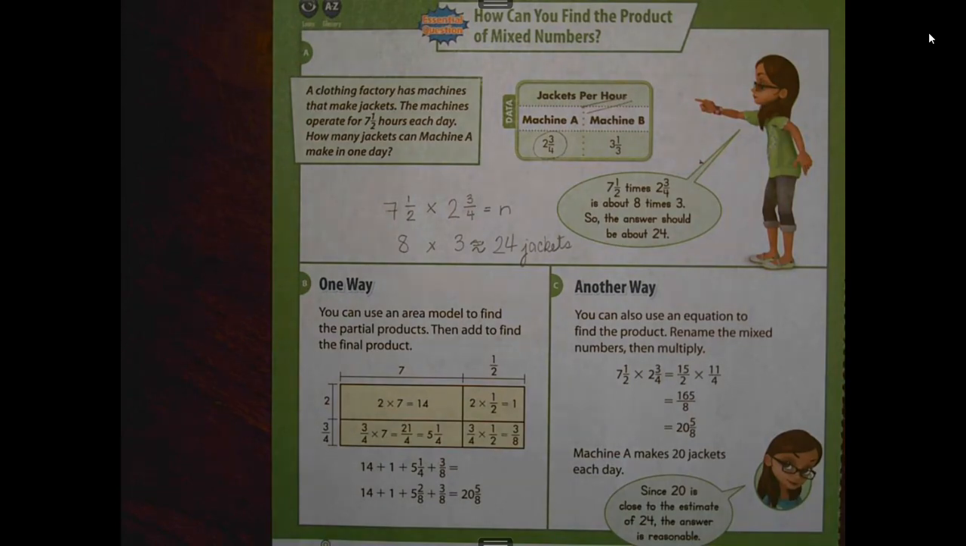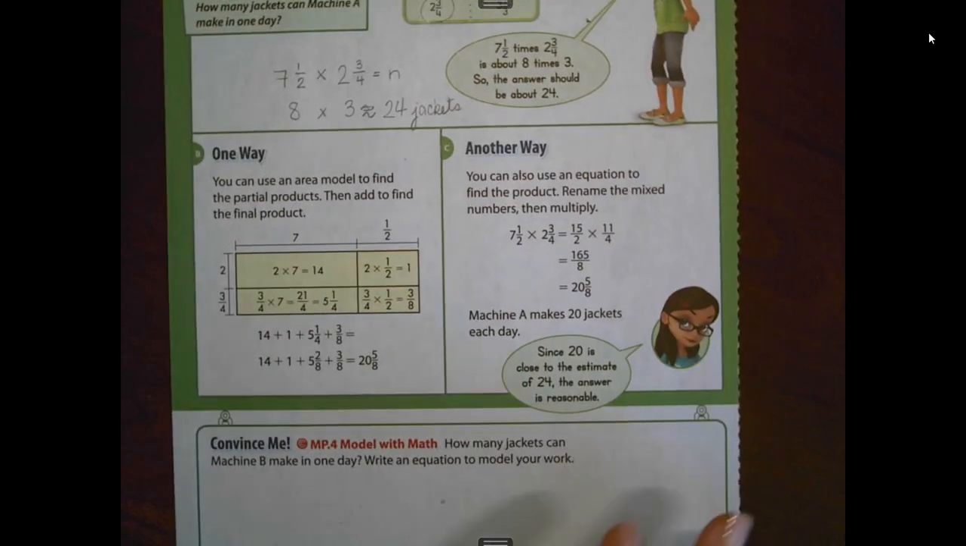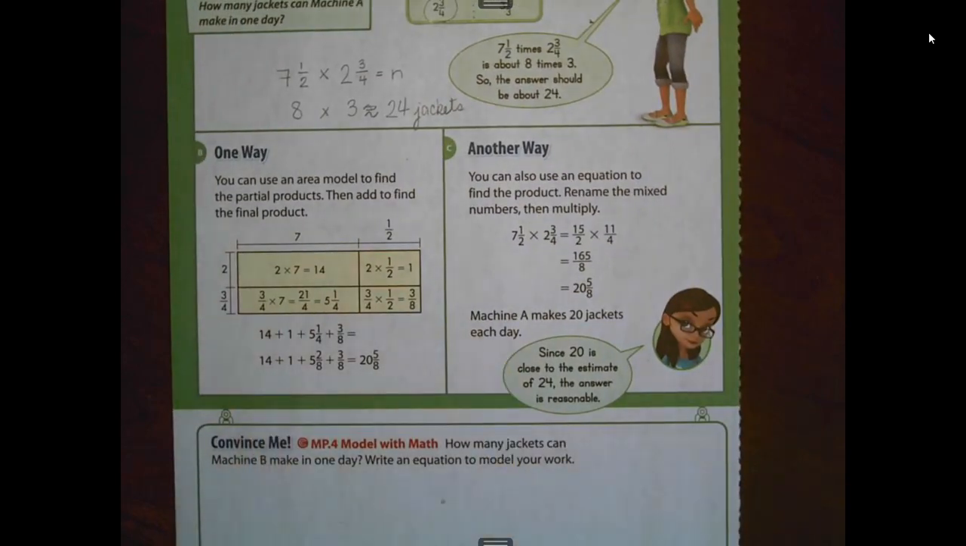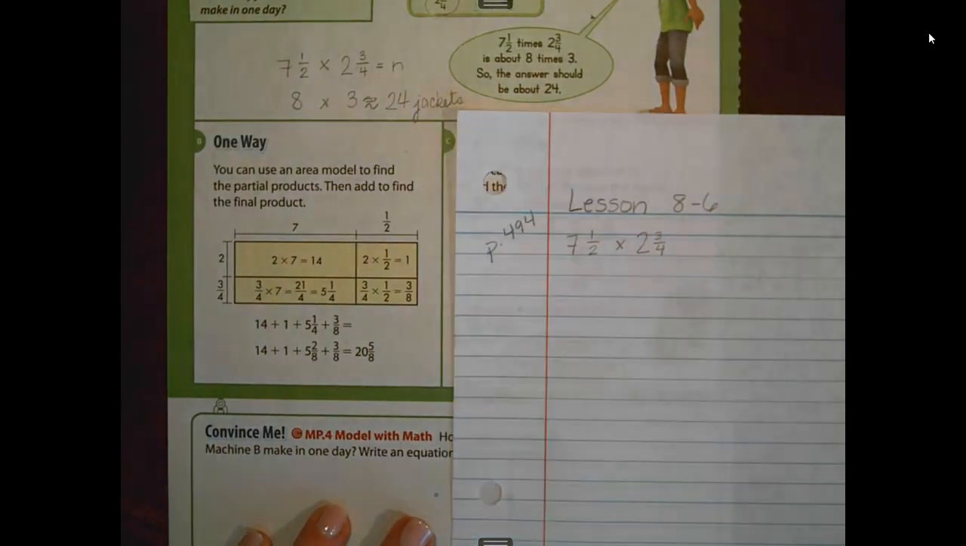All right, the book is showing two ways. Pearson talks about using area models to find the partial products and then to add to find the final product. What they're really doing is using the distributive property of multiplication over addition. And this is a very popular property. So let me show you how this works. I'm going to work side by side with the area model just to show you what they're doing. You will use this in 6th grade for sure.